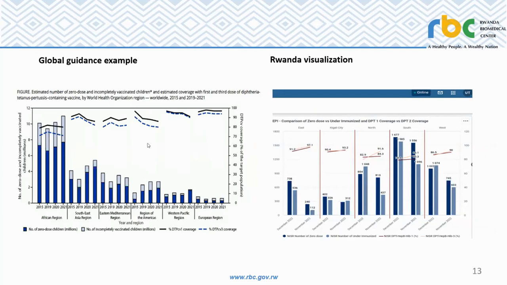The other type of indicators you can see on the left-hand side, on the global guidance, we try to compare zero doses and DPT coverage, by year and by region. On the right-hand side, it's what we try to replicate in our case. But of course, it also has some things to improve on the visualizations.